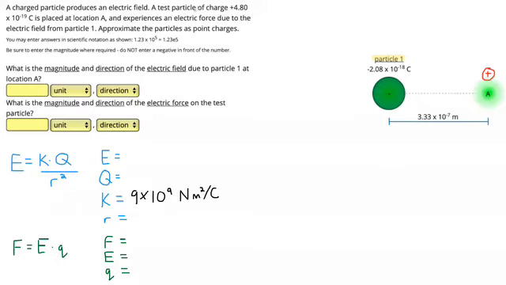We then have our test particle of charge positive 4.8 times 10 to the negative 19 coulombs placed at location A. So that's going to be the charge on the test particle. So we can fill that in down here. That was our lowercase q, positive 4.80 times 10 to the negative 19.